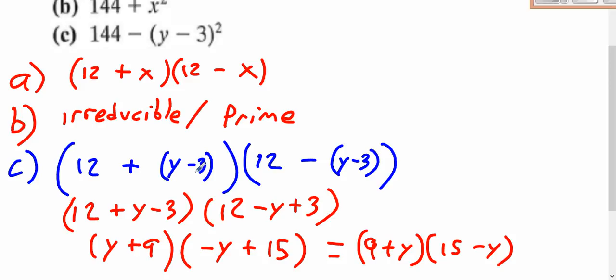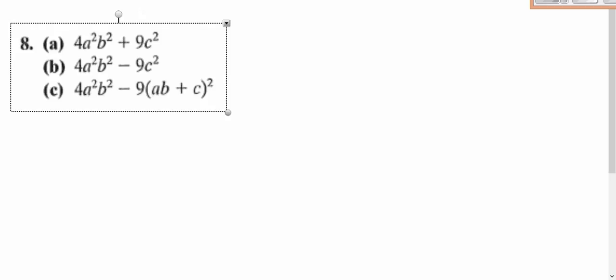Whenever there's parentheses inside the parentheses, you're going to have to simplify that. If there's any like terms, you've got to combine them. But the order you write them does not matter at the end. These are essentially the same thing. They are perfect squares, because 4 is a perfect square, a squared is a perfect square, b squared is a perfect square, 9 is a perfect square, and c squared is a perfect square. So everything in all these problems is a perfect square.